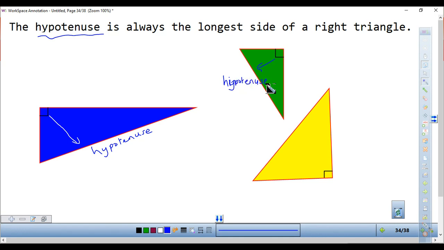Excuse my terrible writing. Yellow triangle, where's the hypotenuse? Well, this looks like the longest side, and to confirm it, and you don't need to draw that arrow in, I'm just doing it to make it really clear, the hypotenuse of each is now labelled.